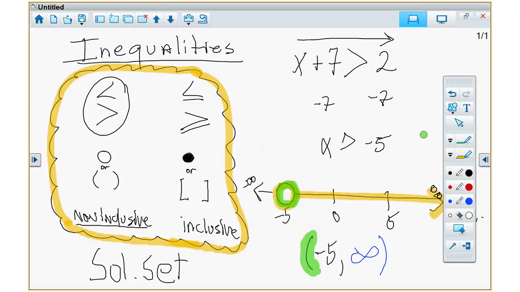Well, why do you have a parenthesis on infinity? Well, just answer that question. Tell me what number infinity is. You don't know. You don't know what number it is. So you can never touch infinity. So you always put a parenthesis on any of the infinities. Okay?